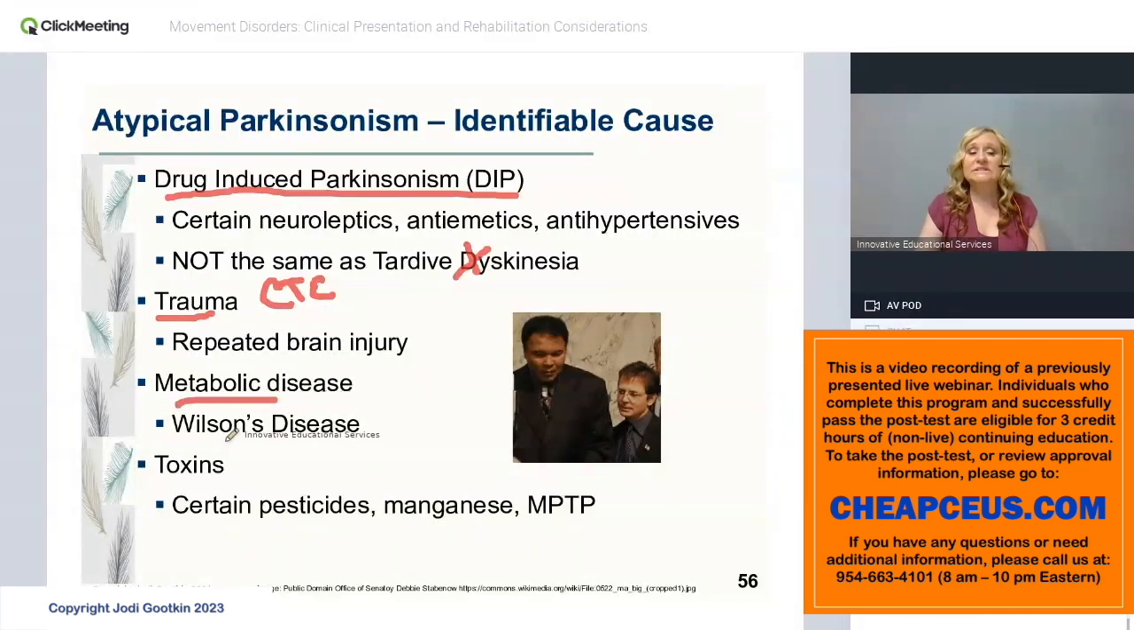Certain metabolic diseases like Wilson's disease, it's very rare, but that change in copper metabolism that normally supports neuron growth in the brain is altered, so it will look like Parkinson's disease. And then certain toxins can lead to it. Manganese is one, that it alters the protein in the brain that creates these symptoms. There is a synthetic form of heroin that leads to atypical Parkinsonism. So again, recognizing why the individual presents with it is going to lead to a different treatment for them.